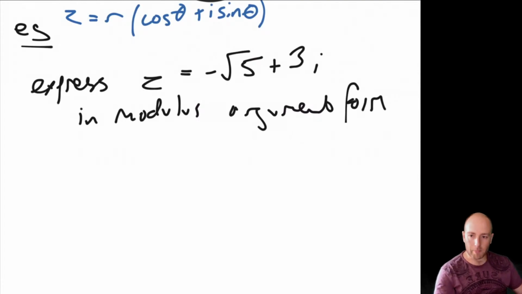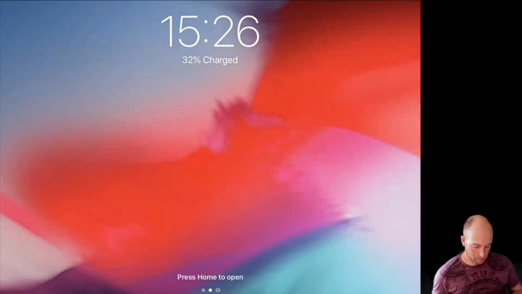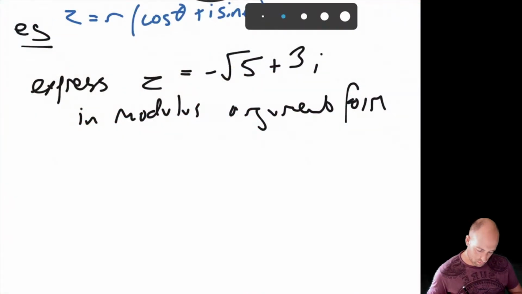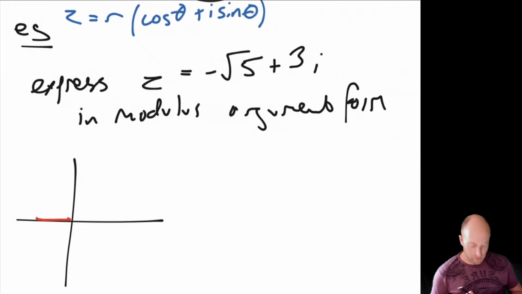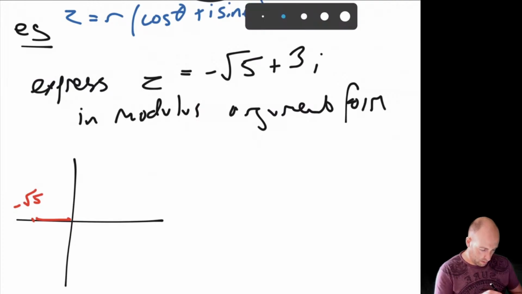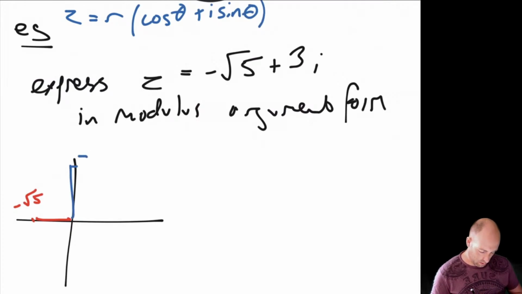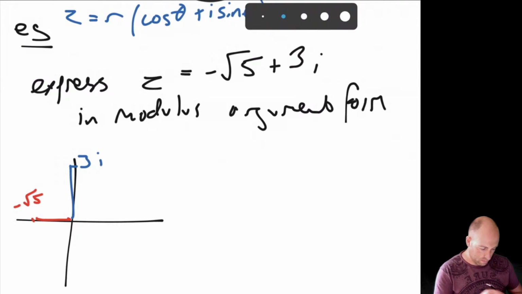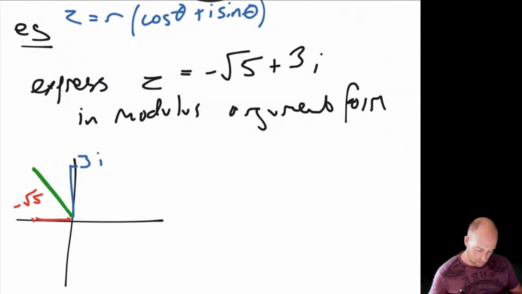Right, let's give it a go. So I'm going to sketch it first, just so I know what sign I should be giving my angles. So it's minus √5 in the x direction, and then it's 3i in the imaginary direction. So overall it should look like this.